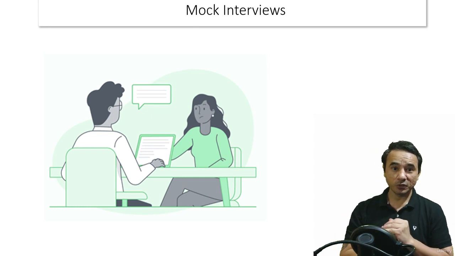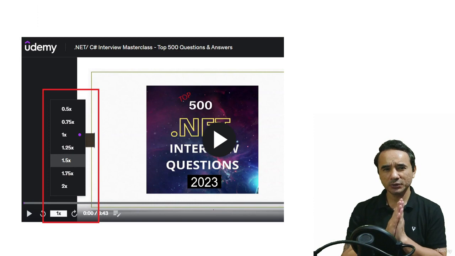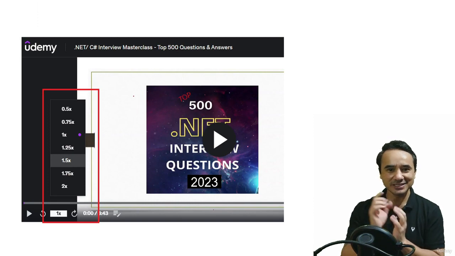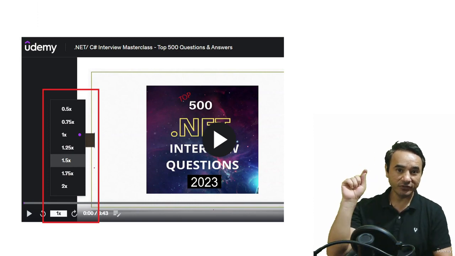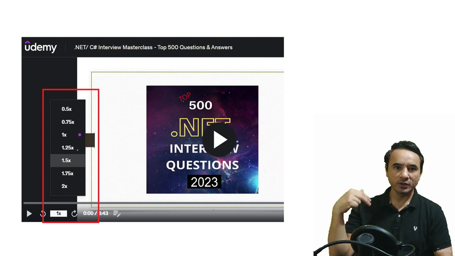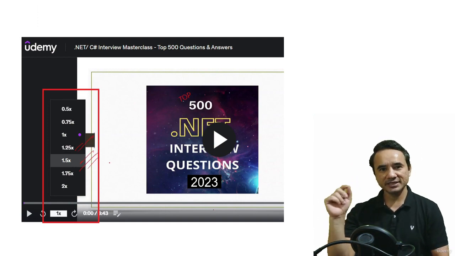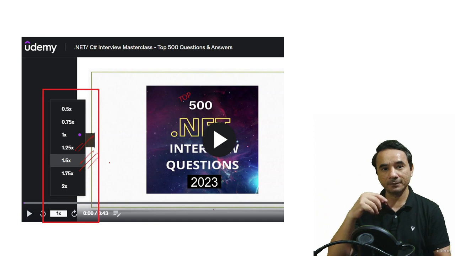One more thing, if the questions are too easy for you or you think I am speaking slowly, then just increase the playback speed of the video to 1.25x or 1.5x. The option is available at the left bottom, okay?